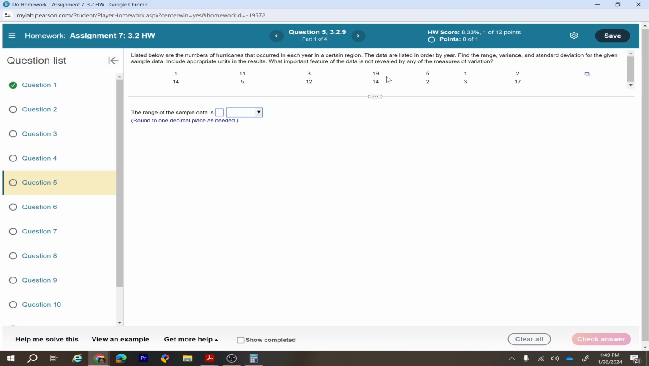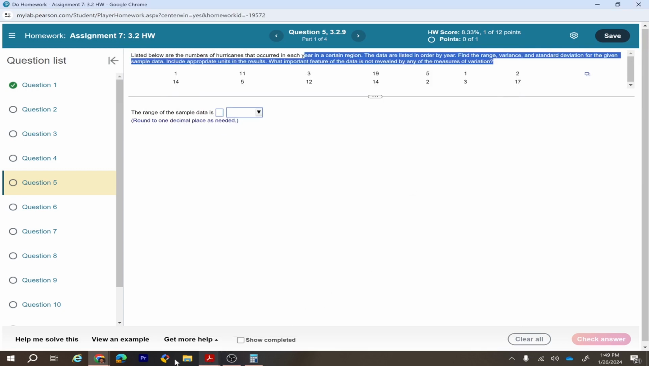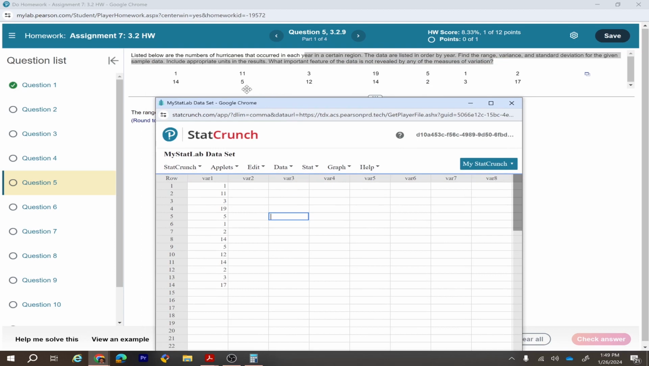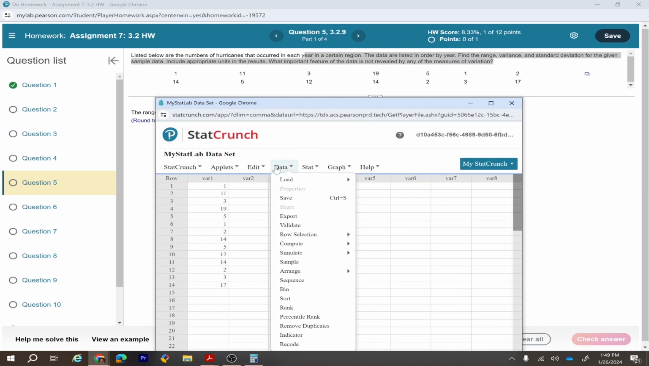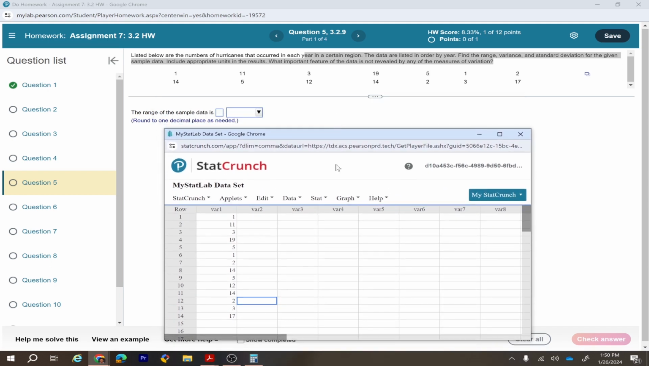Okay, keep in mind, the data are listed in order by year. If you click here, you'll be able to open the data in StatCrunch. So one more time, this is the number of hurricanes each year. To find the standard deviation, variance, and range, first of all, you're supposed to know how to calculate this manually, but you don't have to use the manual way, for example while taking a test, or while dealing with a very huge data set.